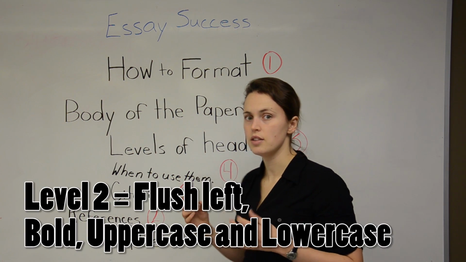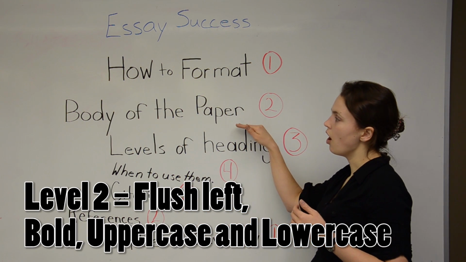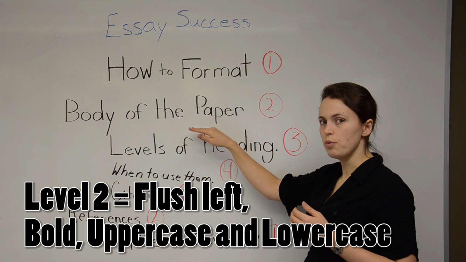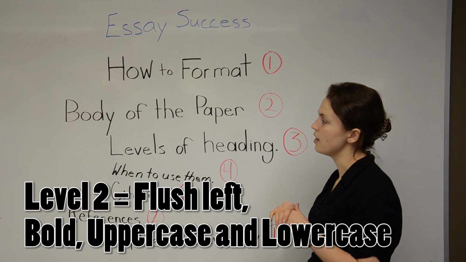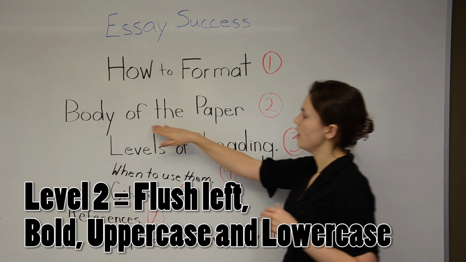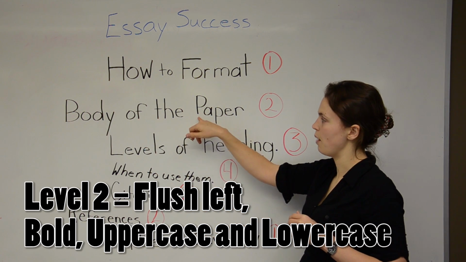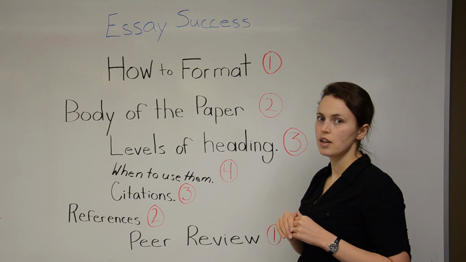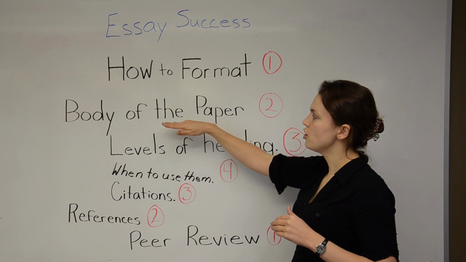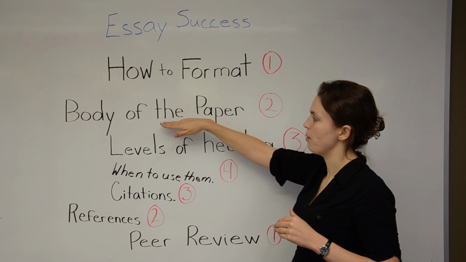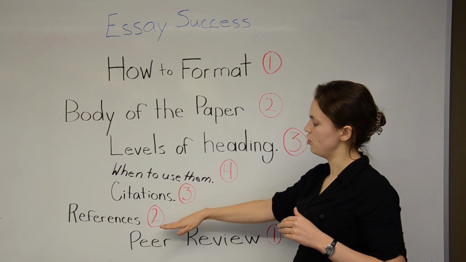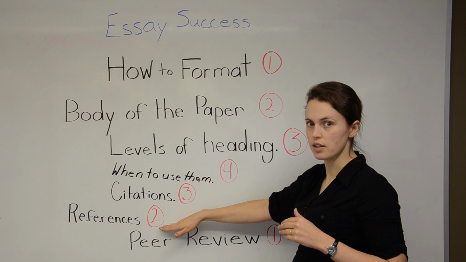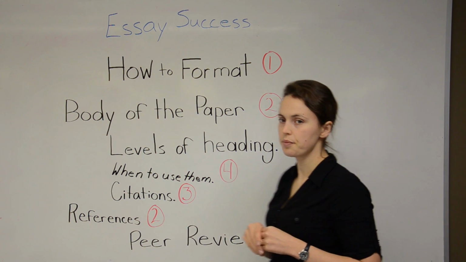Level 2 headings for those subsections are left justified, which means that you put them off to the left of your paper. They're still bolded and they still use uppercase and lowercase lettering where you capitalize the major words. Now you would do that for each subsection of how to format the paper that is of equal importance. So the body of the paper is just as important as the references when you're looking at formatting.